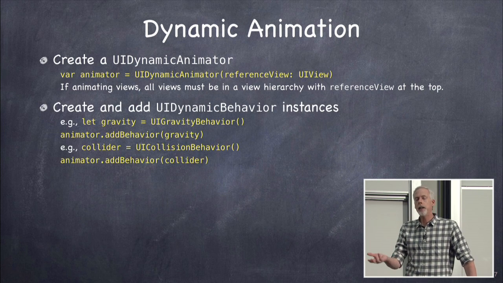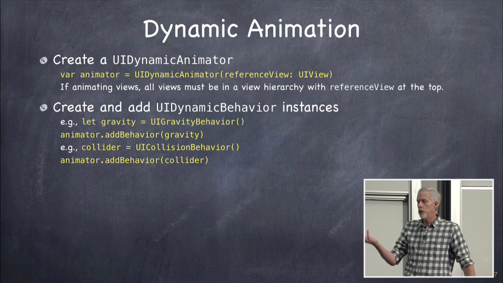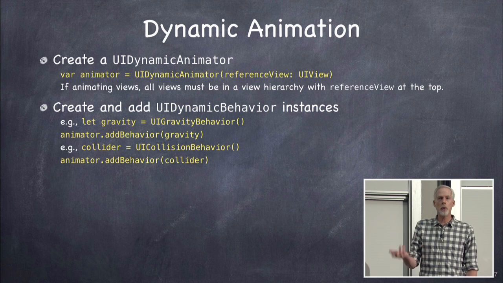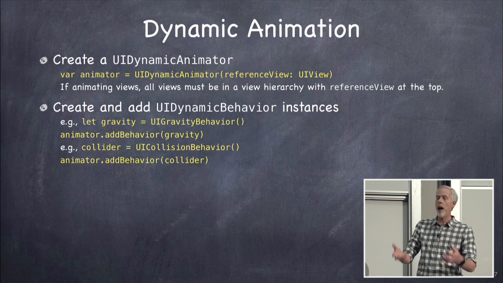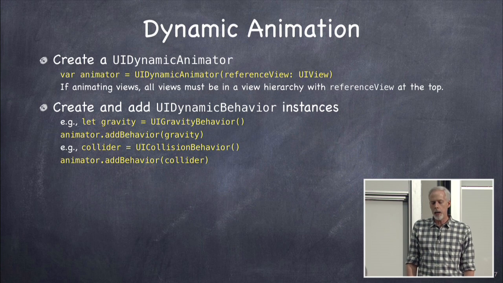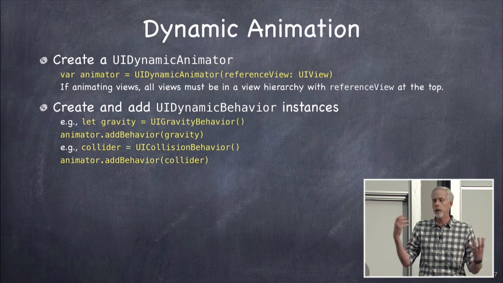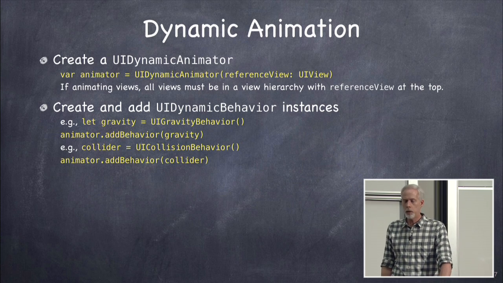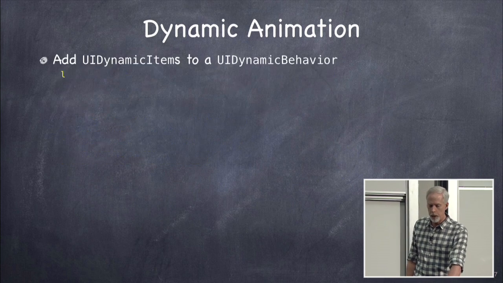So now you start adding behaviors. You do that by creating concrete instances of UIDynamicBehavior, in other words, subclasses of UIDynamicBehavior that do what you want. So there's a gravity behavior, which creates what seems to be gravity pulling the views, or a collision behavior where the views run into something like the edge of the screen or another view and they bounce off, okay? And we're going to talk about all these dynamic behaviors and how we configure them in a minute.